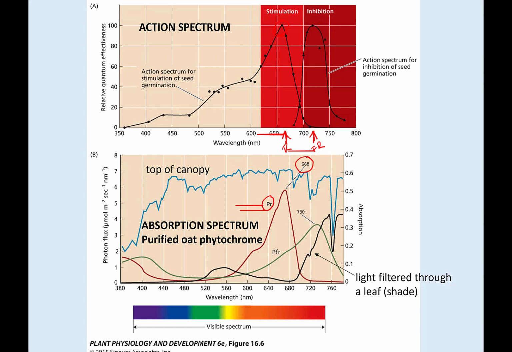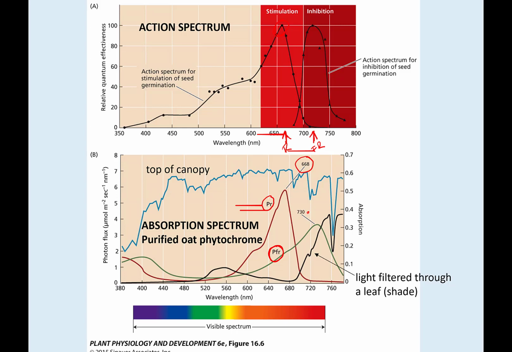And then here they have PFR. They took the oat phytochrome and put it in the PFR form and tried to see where it absorbed light. Its peak was 730 nanometers, very close to the inhibition of germination. So this is what we call the absorption spectrum of the purified photoreceptor, and we're comparing it to the action spectrum for germination. We can see that they match pretty nicely.